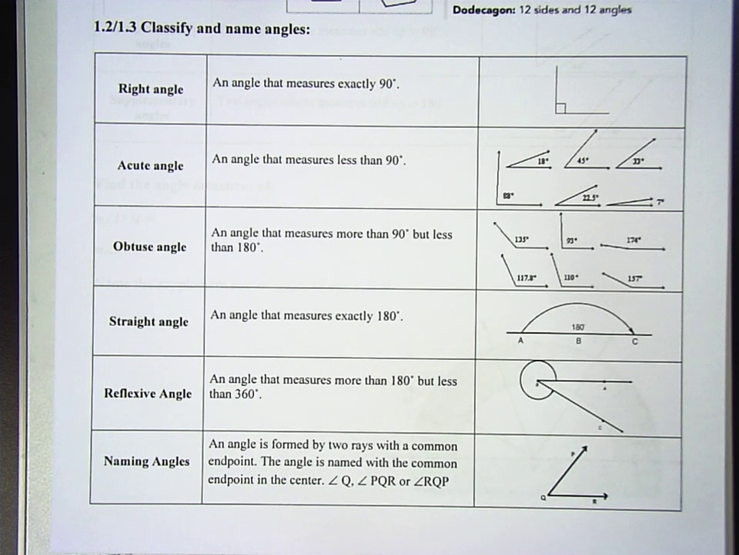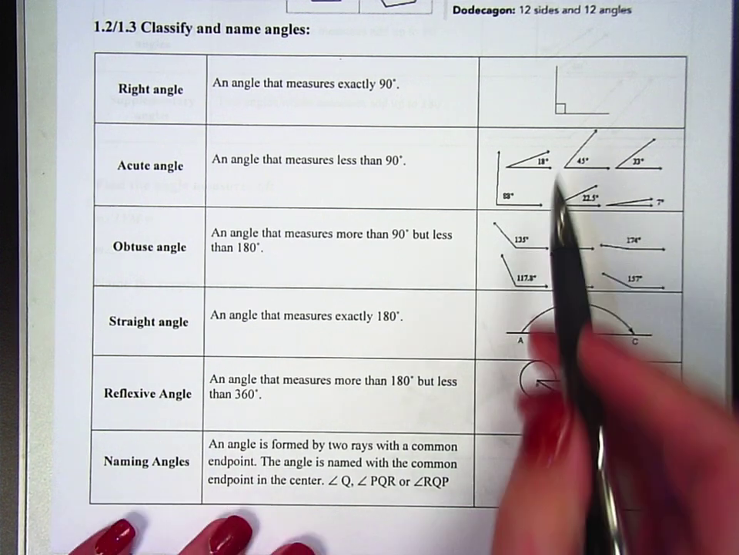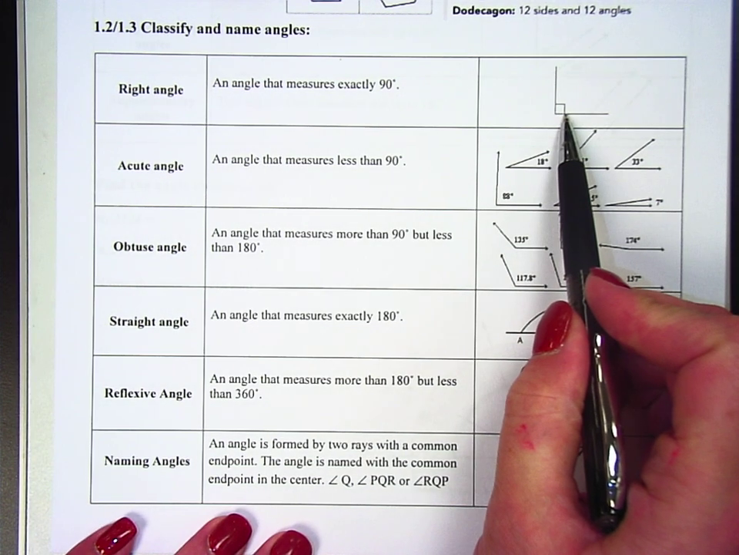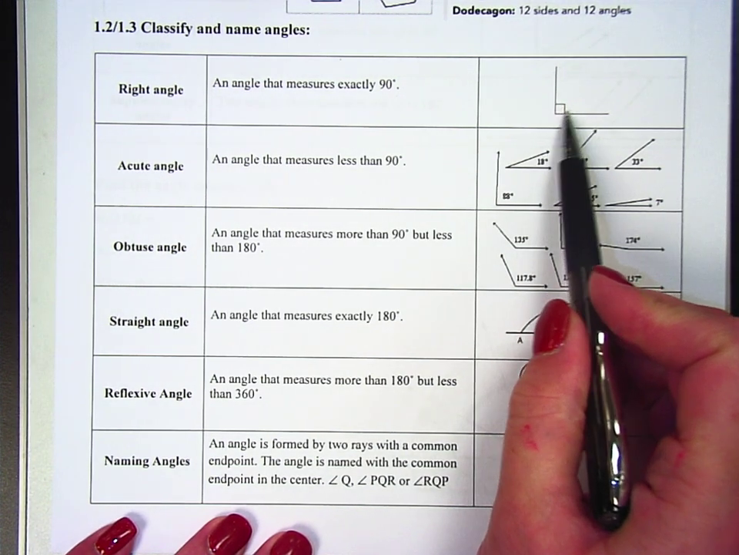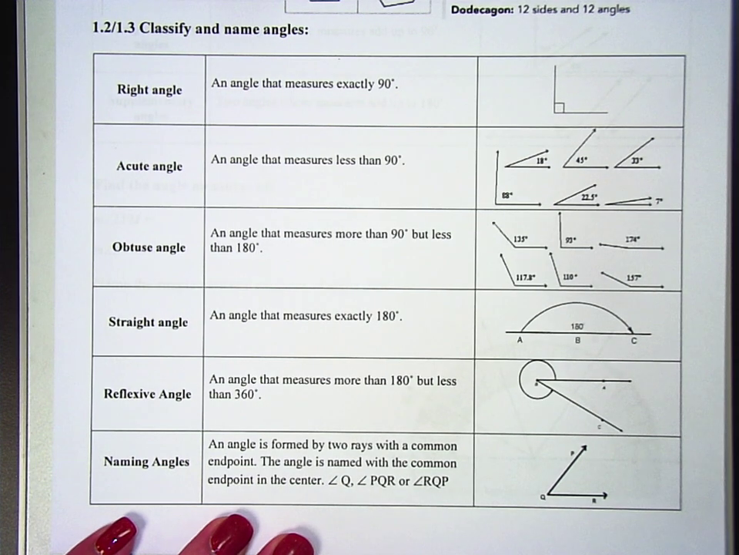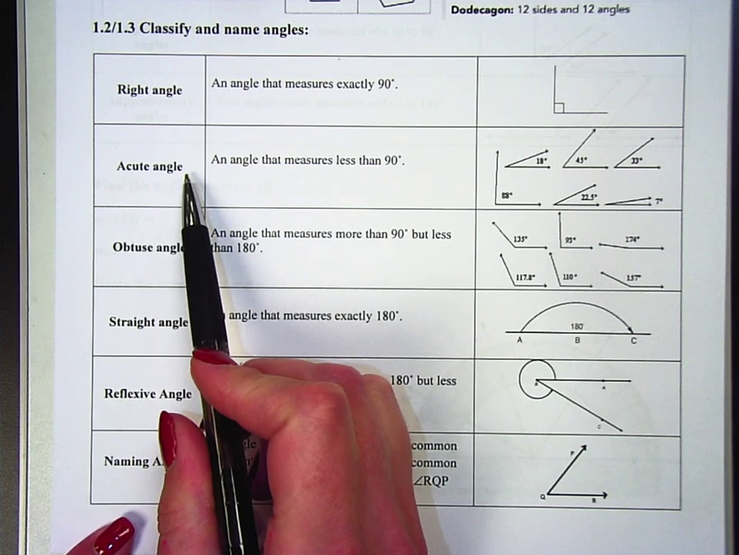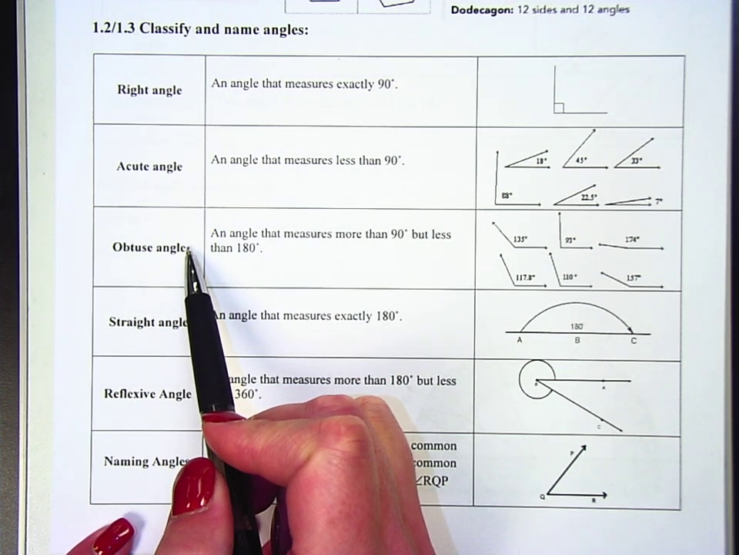A right angle is anything that is exactly 90 degrees. A lot of times you'll see this symbol, the little box in the corner, that signifies and tells you that it is exactly 90 degrees. If it happens to be something slightly less than or slightly more, that's what we call acute and obtuse angles.